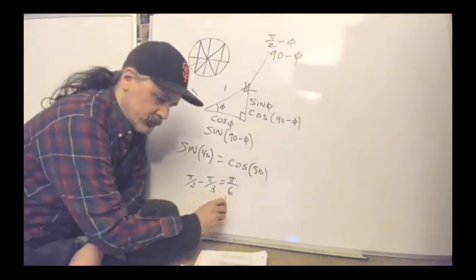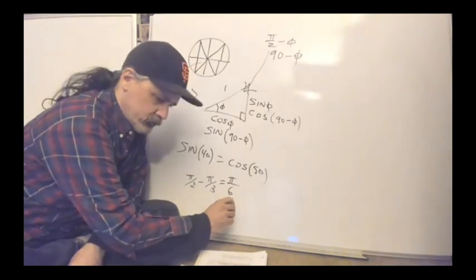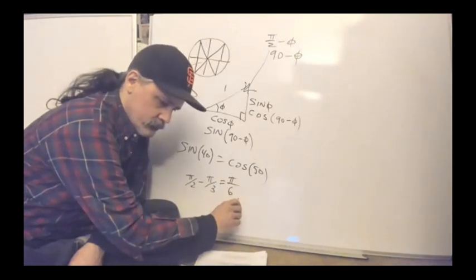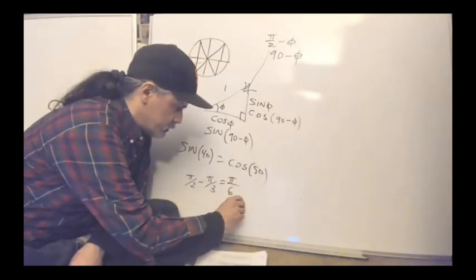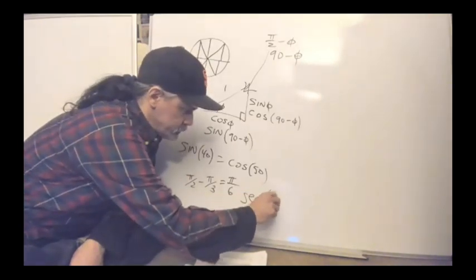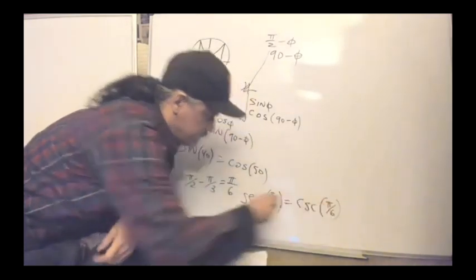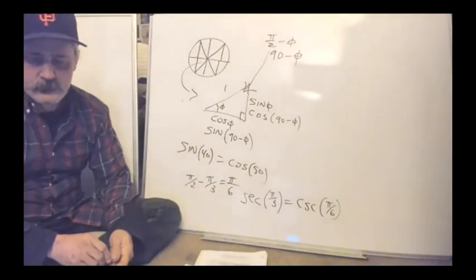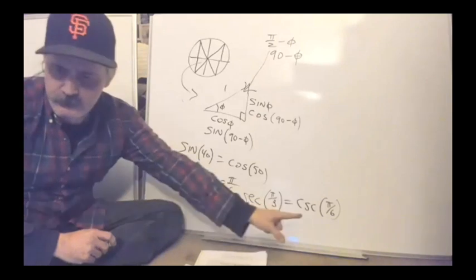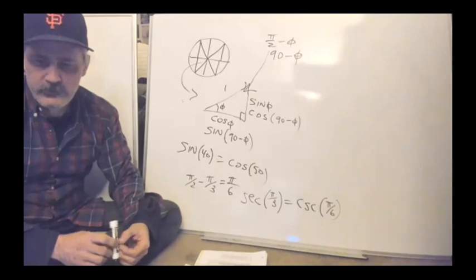All right, so then this means that the secant of pi over 3 is the same as the cosecant of pi over 6. So as long as these two angles combine to be 90 or pi over 2, then you can use the other related function. That's basically what that means.